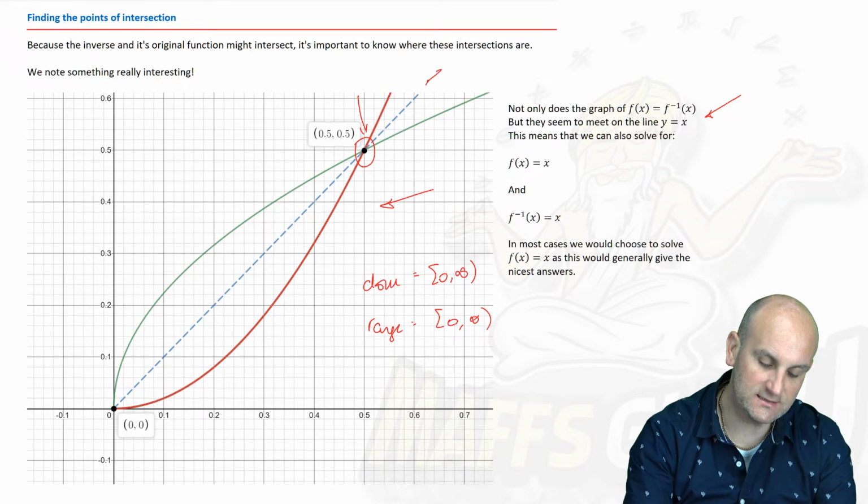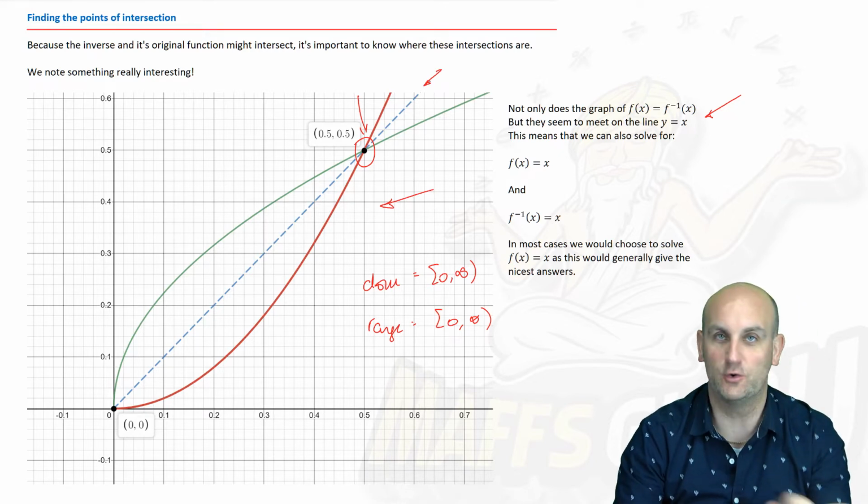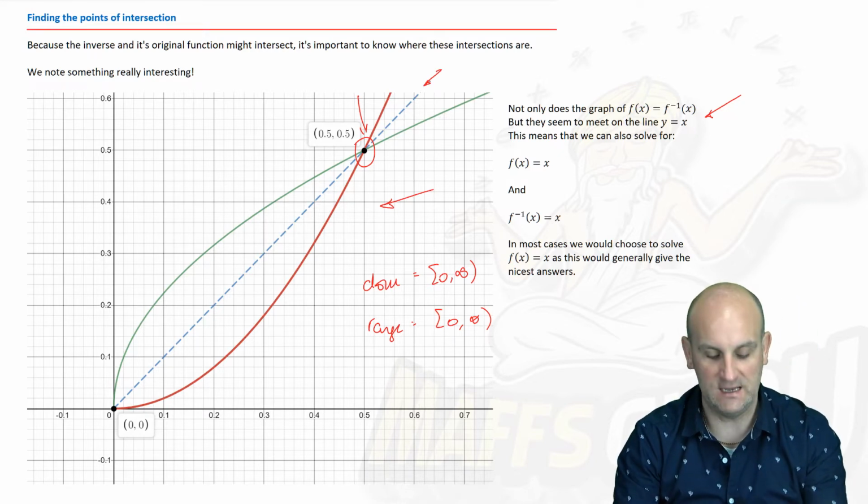But the interesting thing to note is this line y equals x, which also goes through any points of intersection.